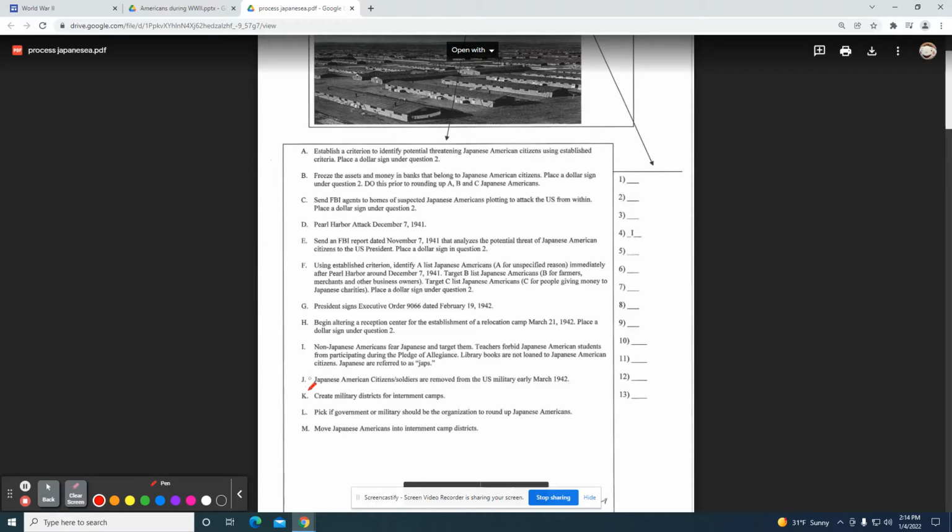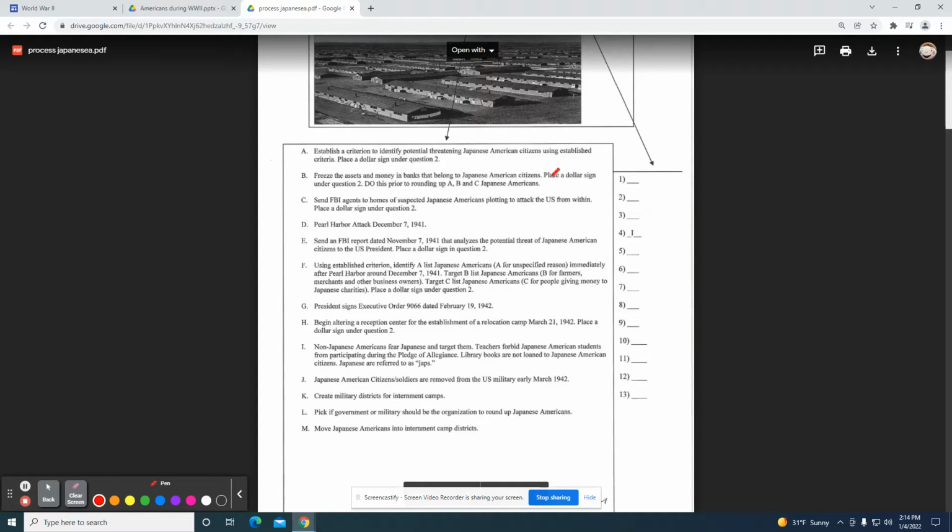So we have A through M items here and 1 through 13. What you want to try to do is figure out the first, second, third, fourth, all the way up to the 13th thing that happens using the list here. So if you believe the first thing that happens to the Japanese American citizens is A, then your answer for number 1 would be A. So you are saying the first thing that happens is establishing a criterion to identify potential threatening Japanese American citizens using an established criteria. If you believe the second thing that happens is J, then you would just put J here.